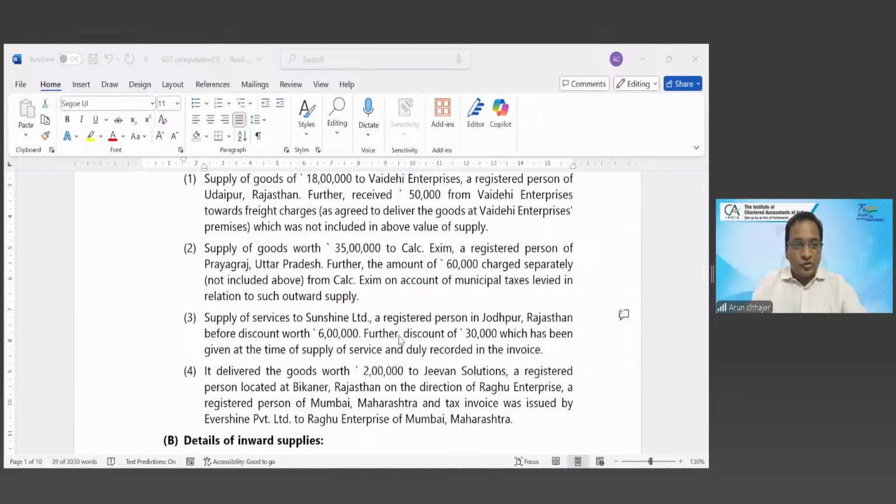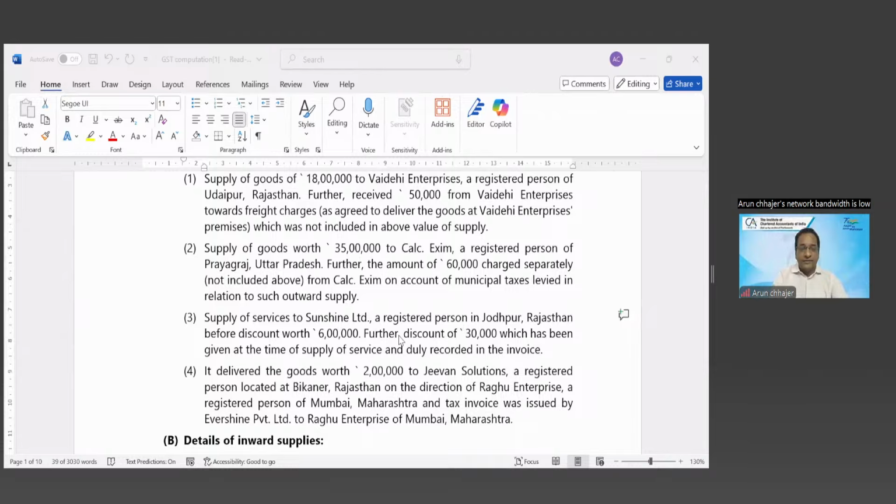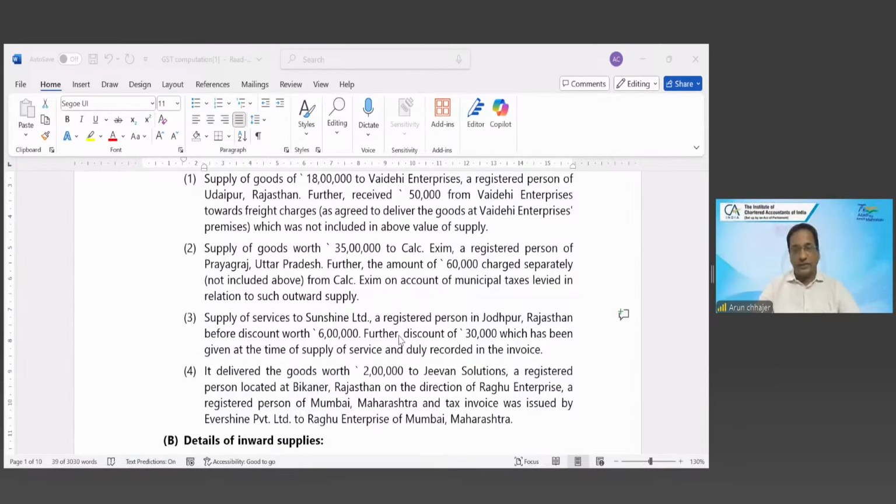Okay. So here I can say, as per section 15 subsection 3 clause A, the discount is given on the face of the invoice, at the time of supply and also duly recorded in the invoice, and therefore the discount should be excluded from the value. ठीक है? Let's move to next point.